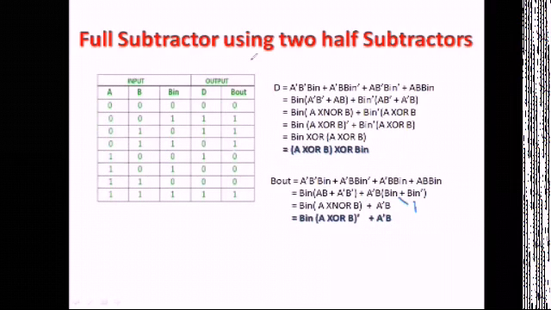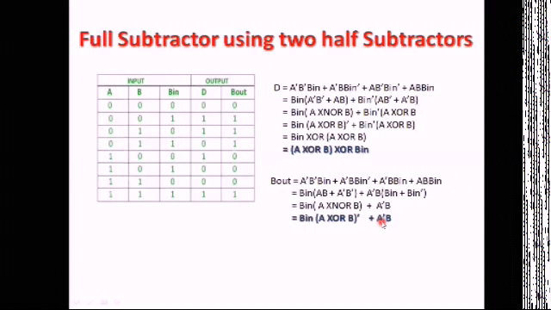So what we can write, that is B in A XNOR B plus A bar B. Now again what we can write from this expression, that it is B in A XOR B bar plus A bar B. So ultimately we have got this difference, that is A XOR B XOR B in, and B out is equal to B in A XOR B whole bar plus A bar B. So we will be drawing the circuit.